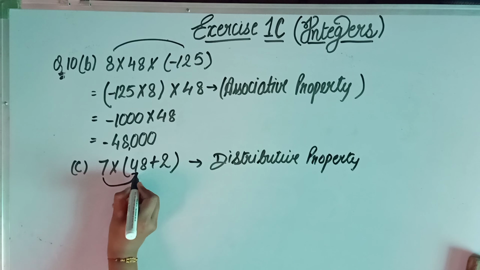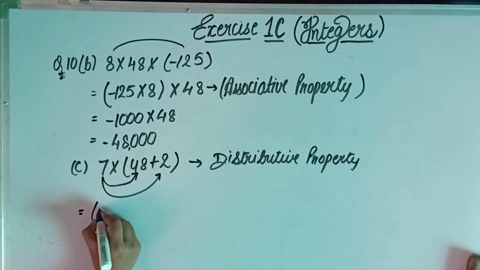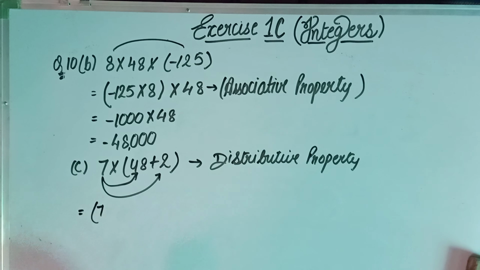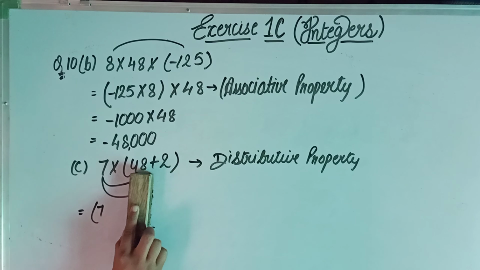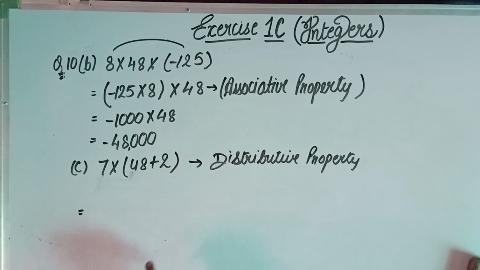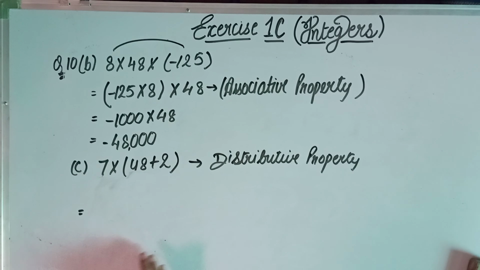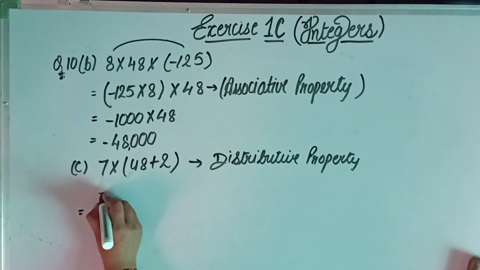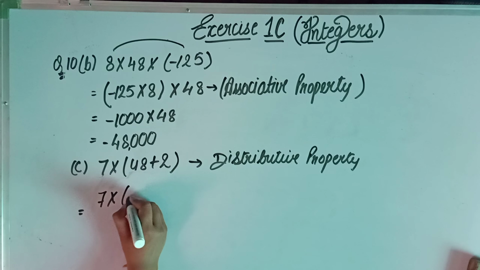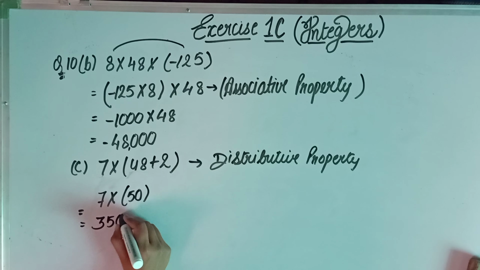We know that firstly we need to multiply it with this, then we need to multiply it by this. But let me tell you one more thing. Here we have three numbers and two numbers are in addition. That's why we are saying that we can apply the distributive property. So firstly we are going to solve the bracket. So 48 plus 2 is 50. Now 5 7s are 35. So 350 is the answer.